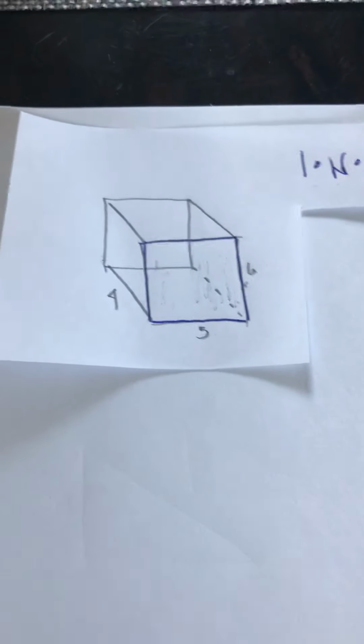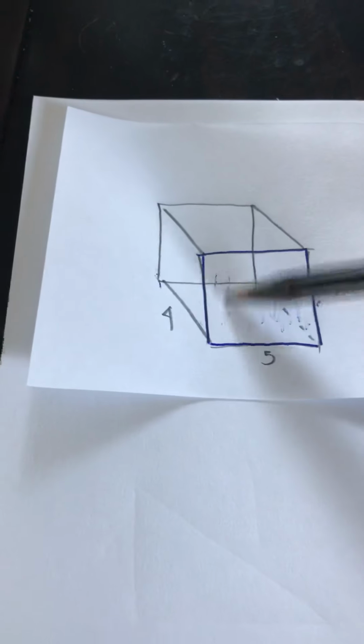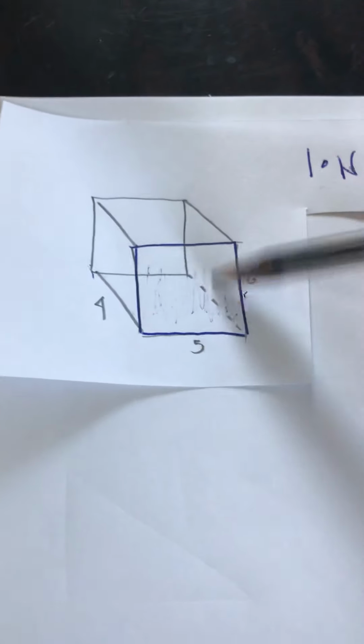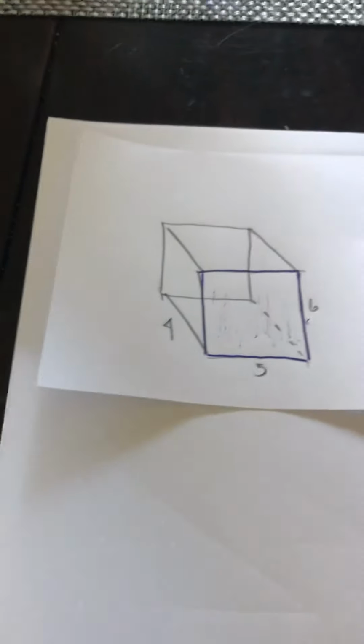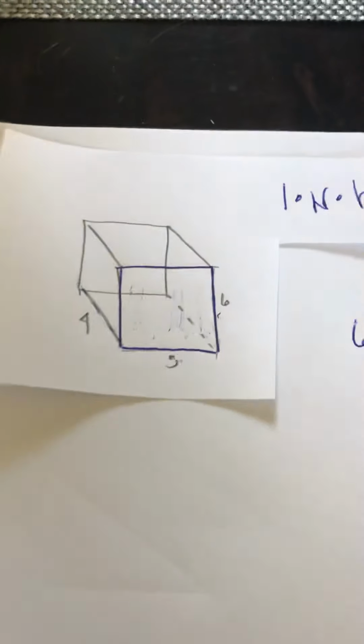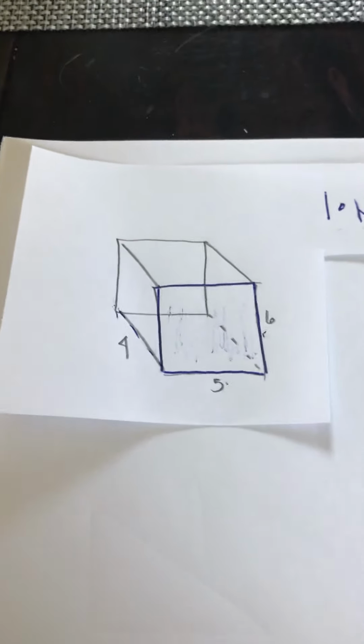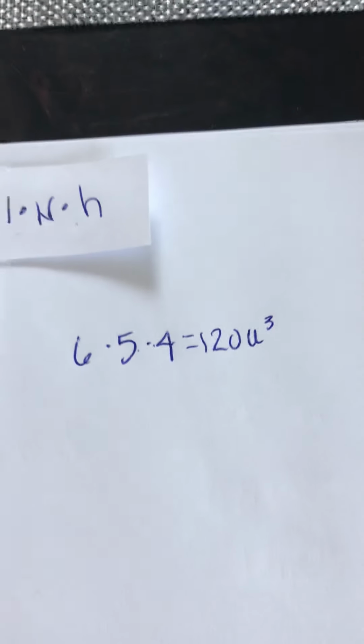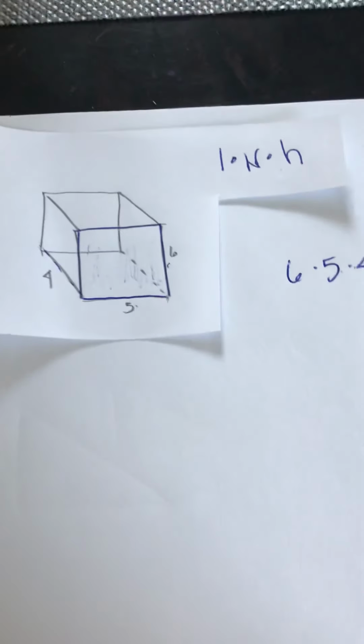Another way of looking at it is if you find the area of just this rectangle, just of these two dimensions, you would do 6 times 5 and get 30. Then you would multiply it by the height of the prism, so multiplied by 4, and that would give you the 120. So that's what you have to do for the other one.